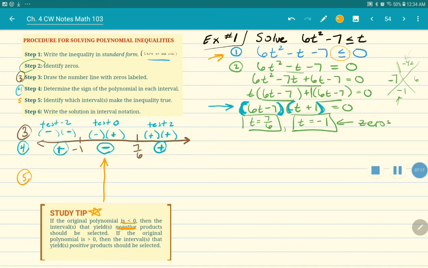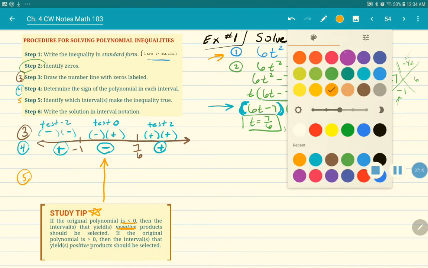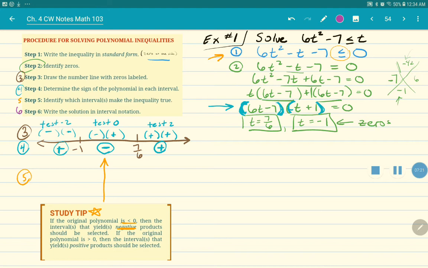And then in step 6, I want to write that solution in interval notation. We're going from negative 1 to 7/6, which is the only negative interval. Because it's a less than or equal sign, there's an equal right there, so I'm going to include the negative 1 and the 7/6. So my interval that this is true on is negative 1 to 7/6.